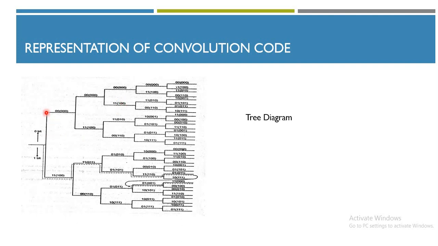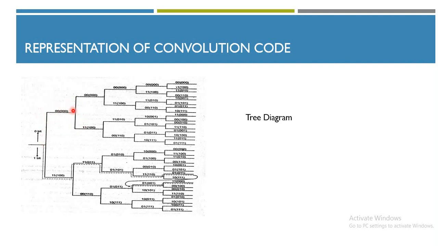Next one is the tree diagram. In the tree diagram we represent the convolution code in the format of a tree. So here we start from the current state as a. When input is equal to 0, it will go in the upward direction, and when input is equal to 1, it will go in the downward direction, and in this way the tree is formed, and on the path we write down the respective value of output.